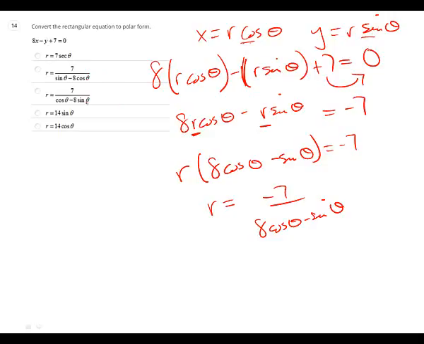None of them have a negative. Everybody, Alec had a good point. None of the answers have a negative. That doesn't match any of our answers, right? Okay. What can I take out of the denominator? Let's take out a negative, and I'm going to switch the order. Negative 8 cosine theta, sine theta.